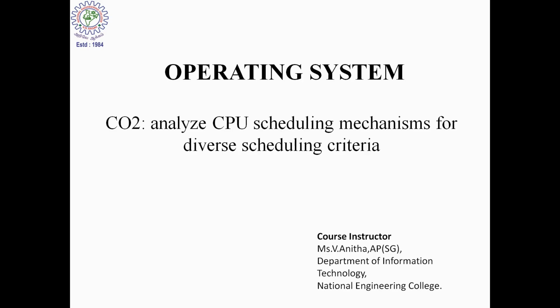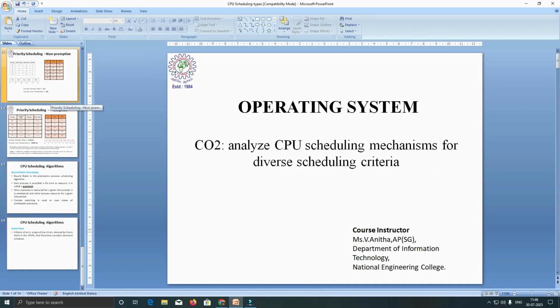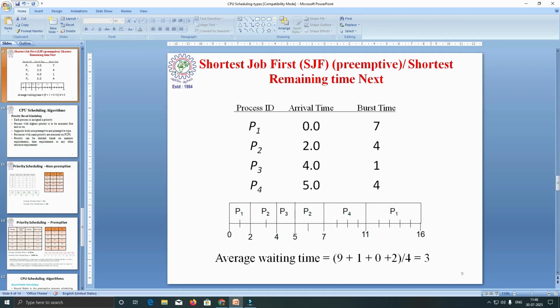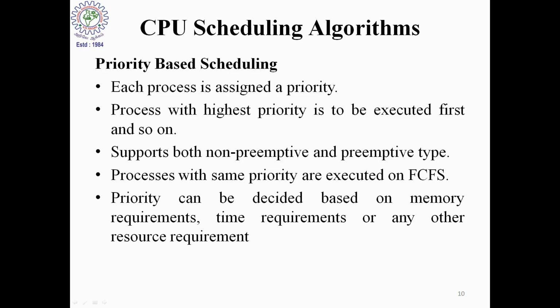As a continuation of the previous scheduling algorithms, we are going to discuss the next scheduling algorithm today, which is the priority scheduling algorithm. So priority scheduling is the third scheduling algorithm. So far we have discussed FCFS and shortest job first.